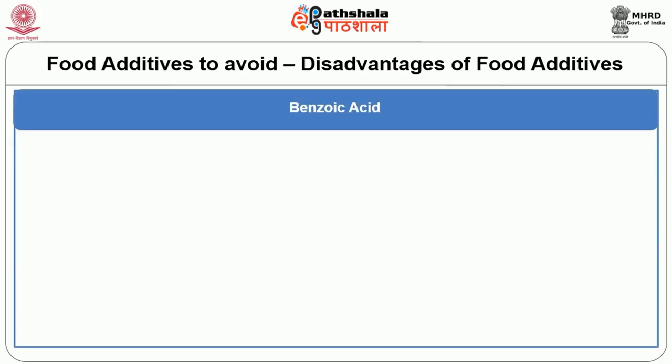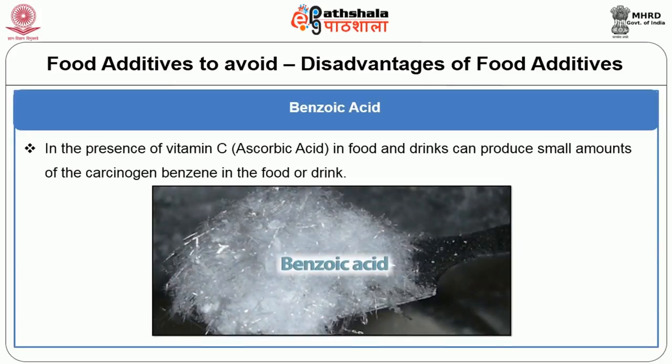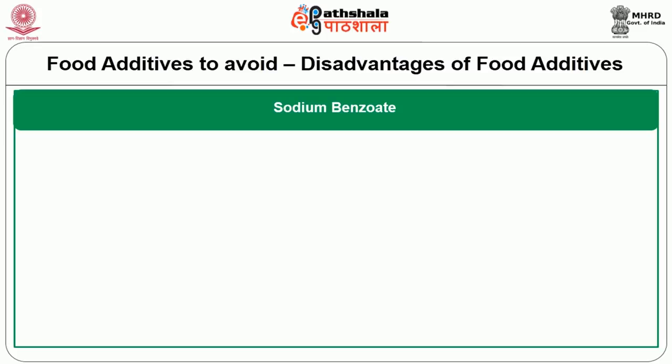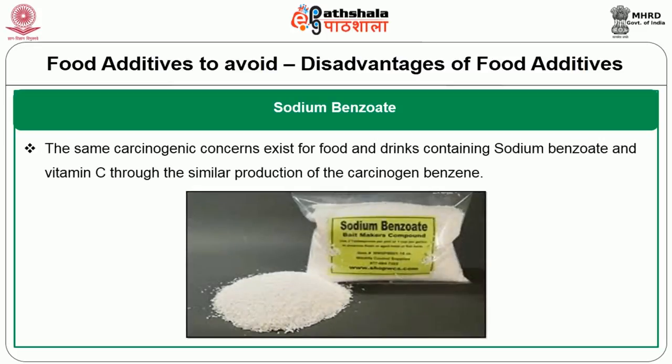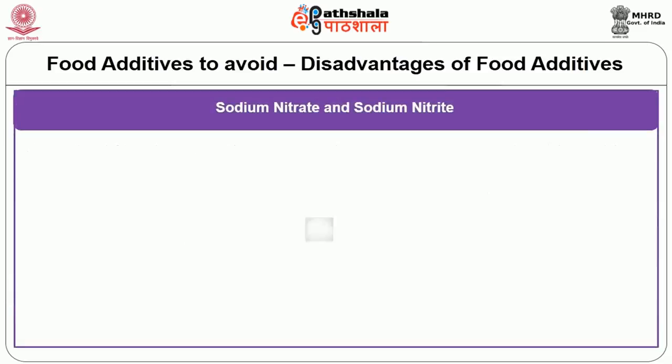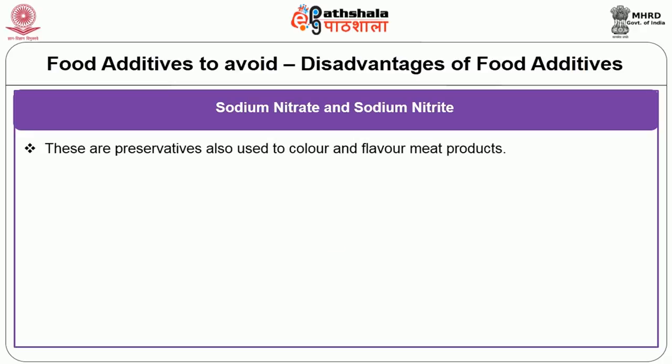Disadvantages of food additives. First one is benzoic acid. In the presence of vitamin C, foods and drinks can produce a small amount of the carcinogen benzene. Second one is sodium benzoate. The same carcinogenic concerns exist for foods and drinks containing sodium benzoate and vitamin C, through the similar production of the carcinogen benzene.